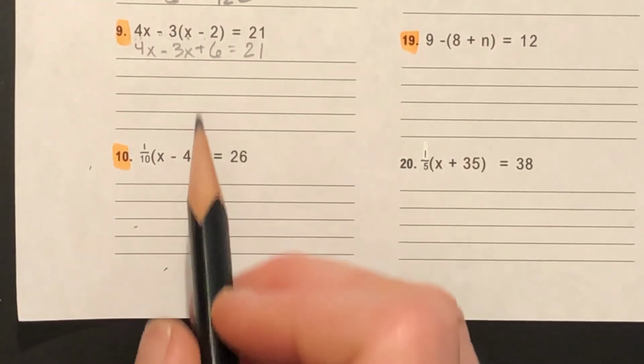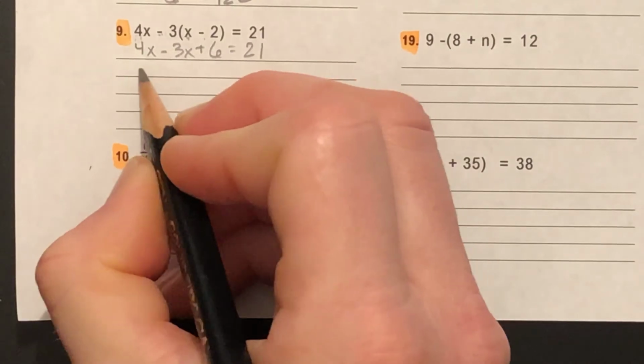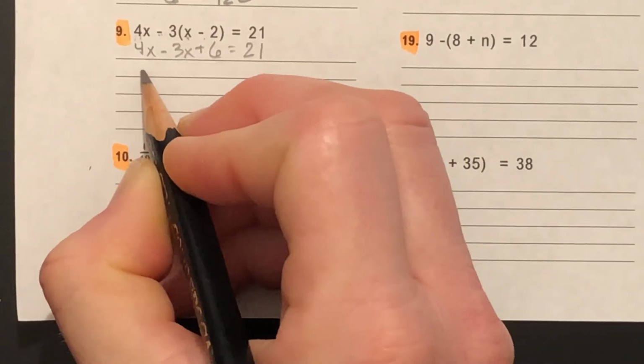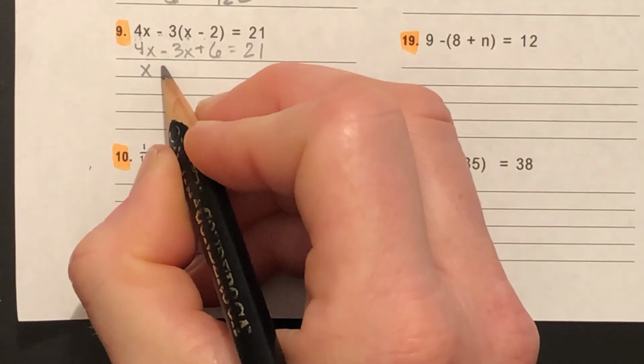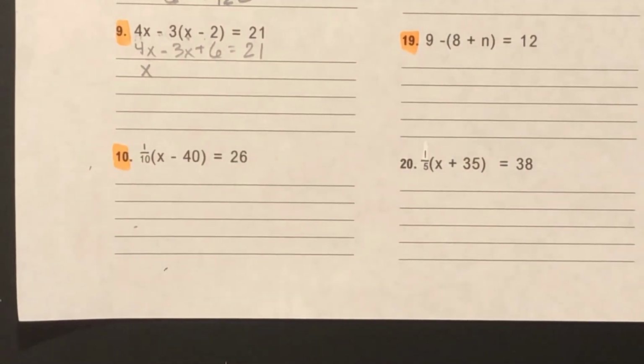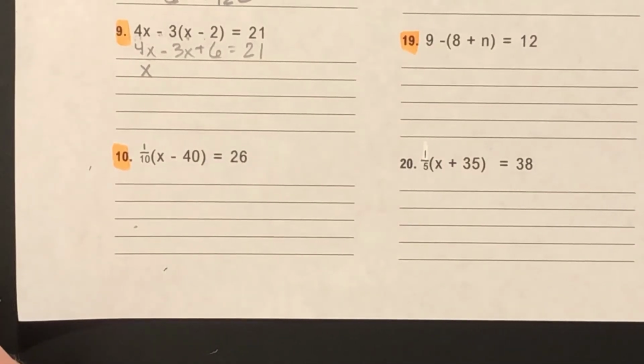The next thing I've got to do is combine my like terms. I've got two variable terms. That would be 4x minus 3x, so that leaves me with just x, 1x or x. Some people prefer, when they're solving algebraic equations, to put a 1 in front of it. It's fine if you want to do that. It's absolutely fine.